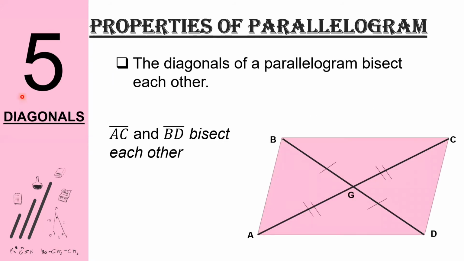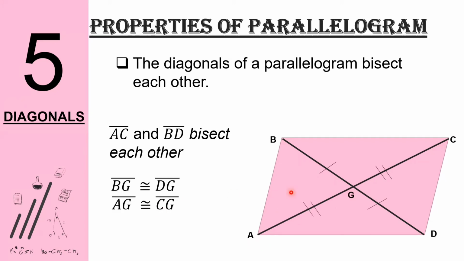So for the fifth property of a parallelogram, the diagonals of a parallelogram bisect each other. So we have here diagonal AC and diagonal BD. So sabi dito, diagonals of a parallelogram bisect each other, meaning to say, if we have here diagonal AC, diagonal AC bisects diagonal BD. Hinahati niya yung diagonal BD. Also, diagonal BD bisects diagonal AC or hinahati ng diagonal BD si diagonal AC.